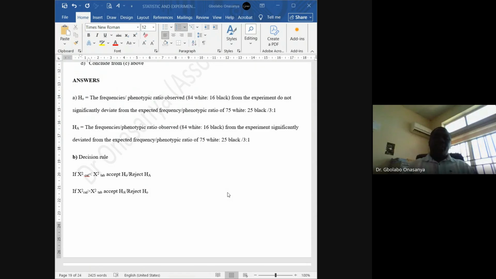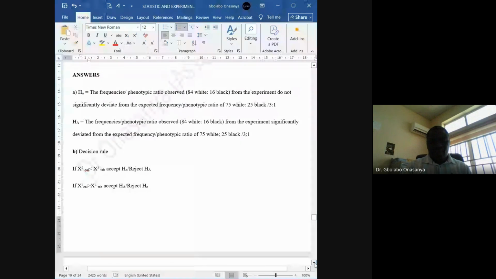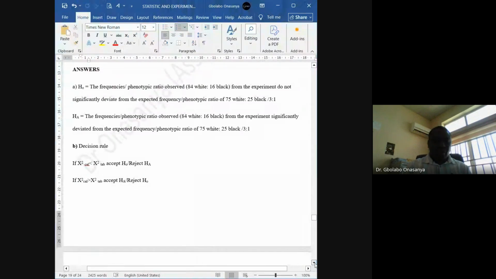On the other hand, if X² calculated is greater than X² tabulated, you'll accept the alternate hypothesis and reject the null hypothesis. You realize that the decision rule is the same. The concept of decision rule is the same. Let's move forward.